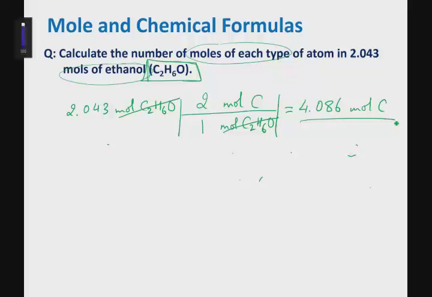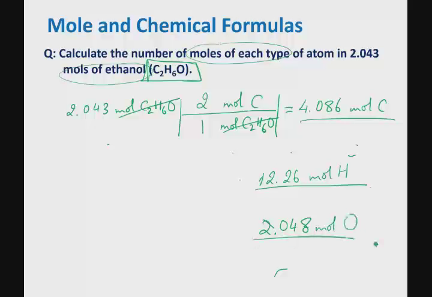Please go ahead and pause the recording and complete the problem for the remaining elements in ethanol. Hopefully when you did that, you got the answers as 12.26 moles of hydrogen in the correct number of significant figures, and also 2.048 moles of oxygen. Please remember that at the end of each of these problems, you do have to round the answer to the correct number of significant figures based on the data given.